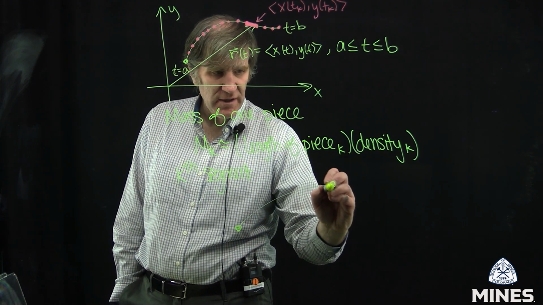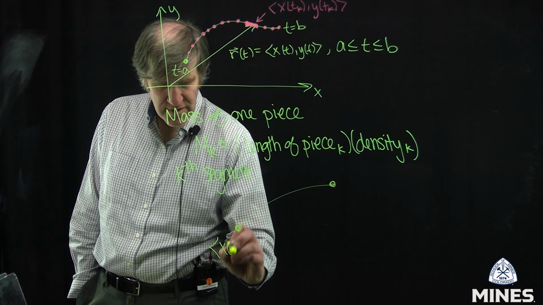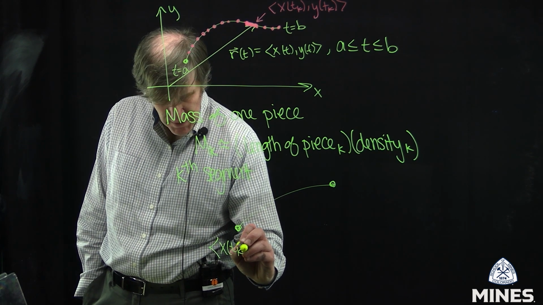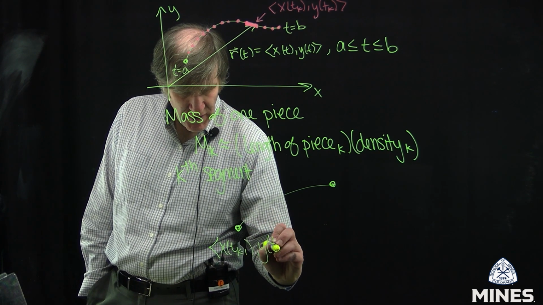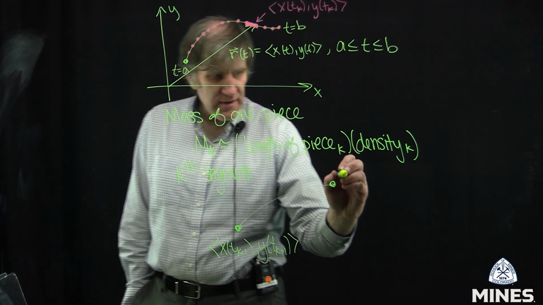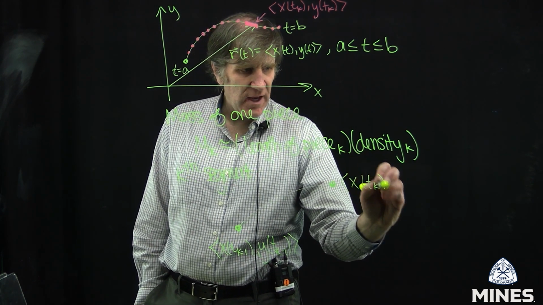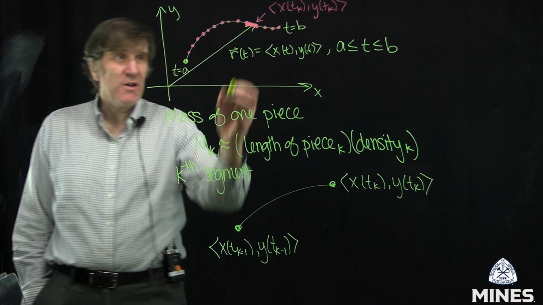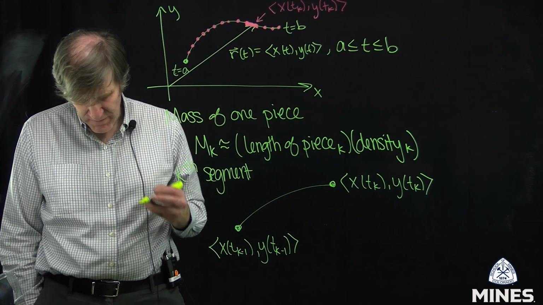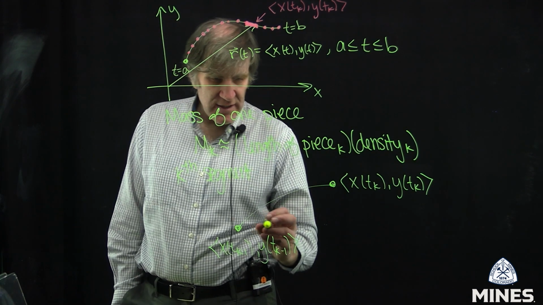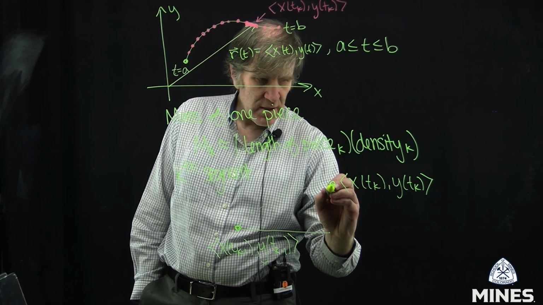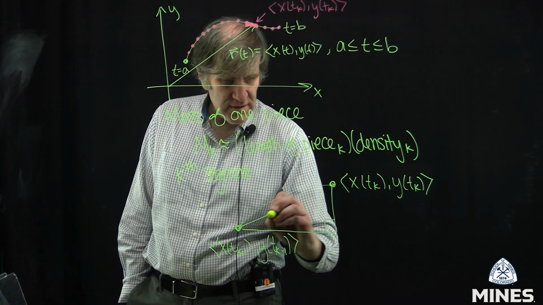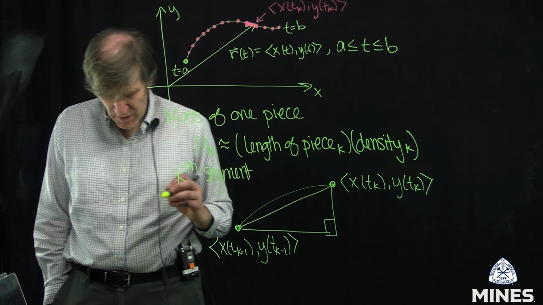The kth segment looks like this. We're zooming in here. This is the point x of t sub k minus 1, y of t sub k minus 1, and this will be x of t sub k, y of t sub k. And that's a zoom in on some general piece that we've decided to focus on. If we notice, we can make a right angle here, and I can connect these with a straight line so that we do have a right triangle.